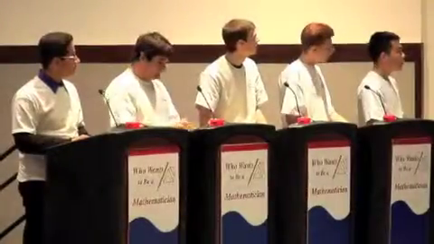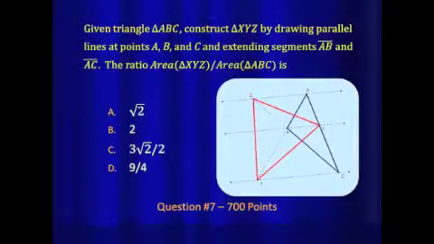All right, here comes question 7 for 700 points. We start with triangle ABC, which is the blue one there. And then we construct triangle XYZ by drawing parallel lines at A, B, and C, the vertices of the triangle, and then extending segments AB and AC. So you extend AB, and that hits down there at X. You extend AC, that hits over there at Z, and then the parallel line hits side BC at point Y, and then that determines the triangle XYZ.